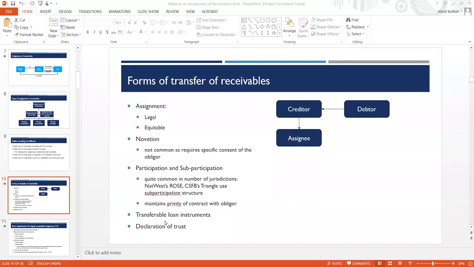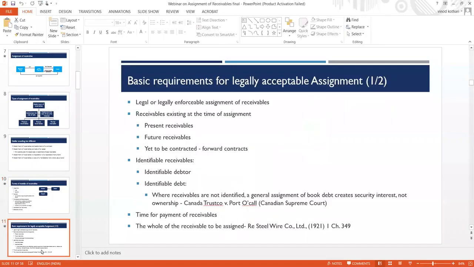So each of these are shades of differences based on the circumstances in particular cases. We might use different devices. Now I'm coming to the basic ingredients or basic requirements of assignment of receivables. And I do understand that people have questions here, but I'll take a few more minutes before I come to questions, because I think the questions are better clubbed together once we discuss the basic concept of assignments.